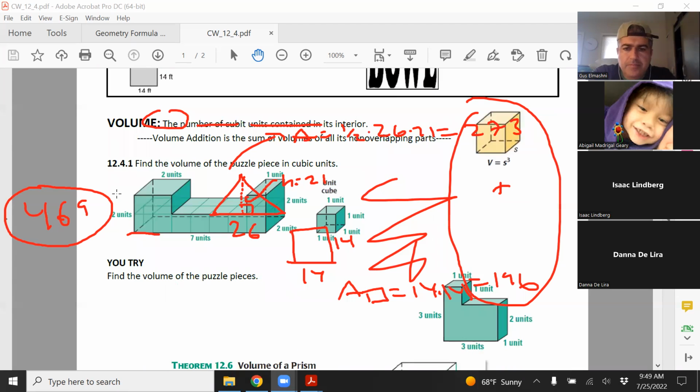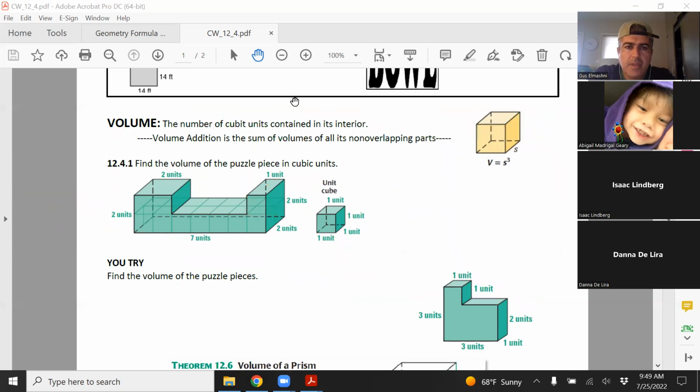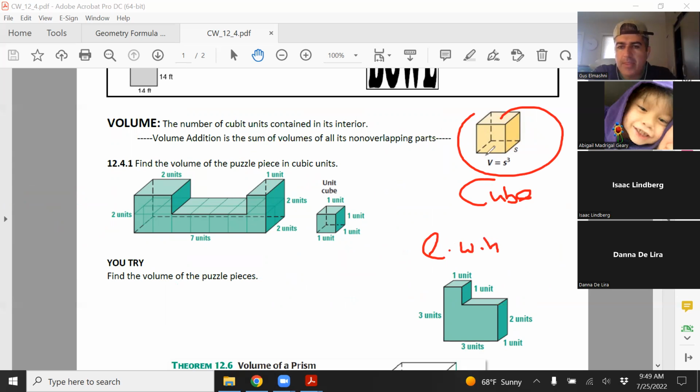So here he asked to find volume. Now volume is space, right? How much space you take up. So it's going to be three-dimensional. So here's like a box, right? It's actually a cube. That's the length of the side. And really it's kind of like length times width times height. But the length, the width, and the height are all identical in the cube.